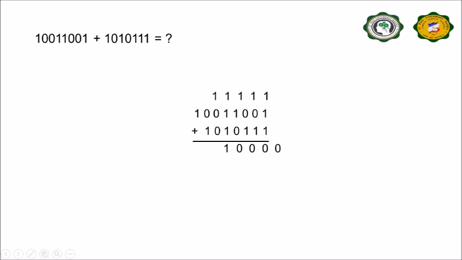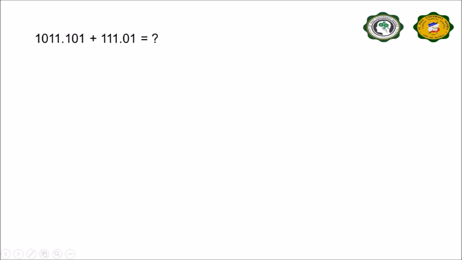1 plus 0 plus 0 equals 1. 0 plus 1 equals 1, and bring down 1. So the final answer will become 11110000. Here is another example, but with decimal places.